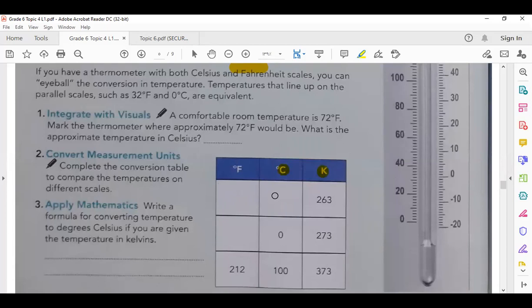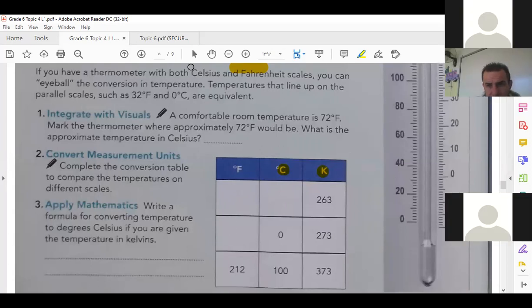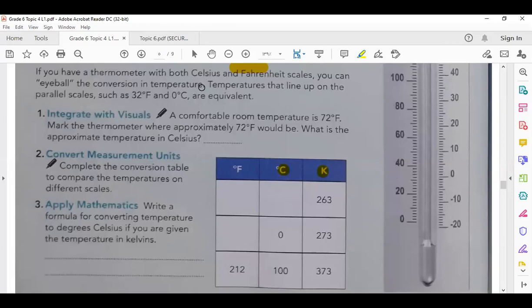Yeah, I know the formula. I think it was how to change from Kelvin to Celsius: we take the Kelvin temperature and subtract 273. That's right. Excellent.